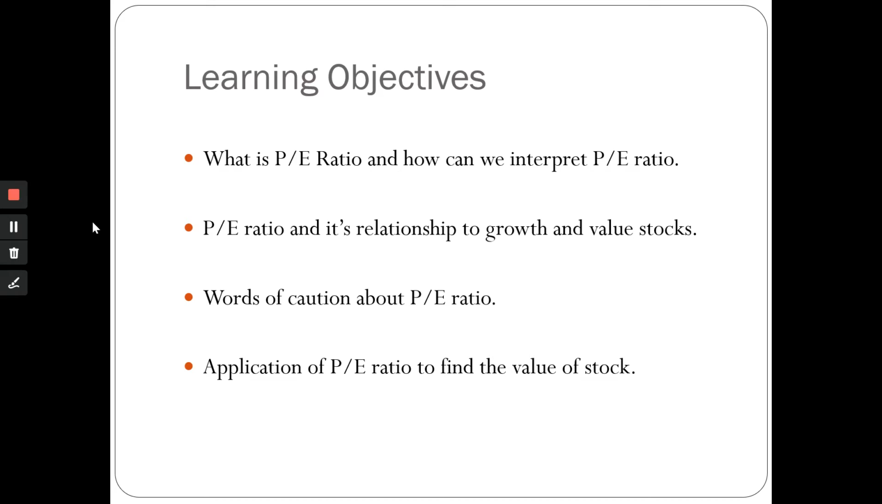And finally, we will apply the PE ratio model to find the price of the stock, especially using the Value Line Investment Survey reports. The Value Line Investment Survey reports are generated by Value Line, and these are helpful for the investors to find the price of the stock.